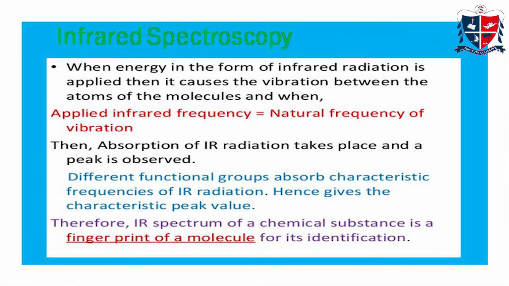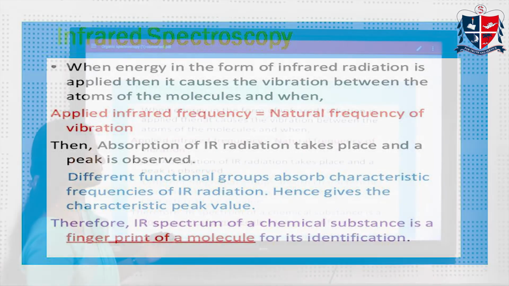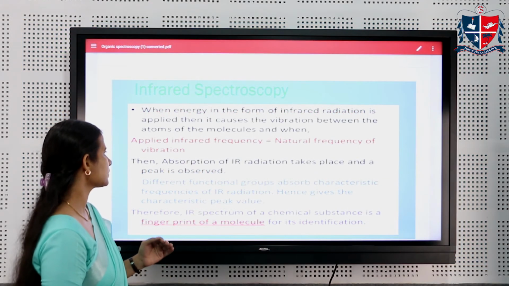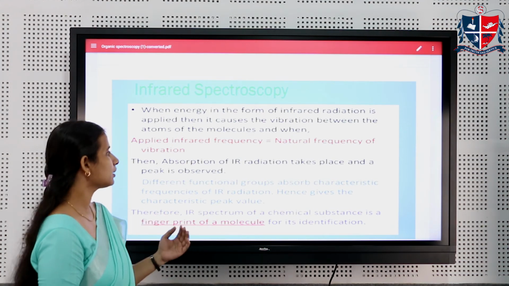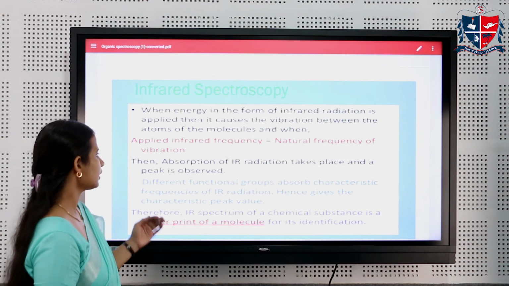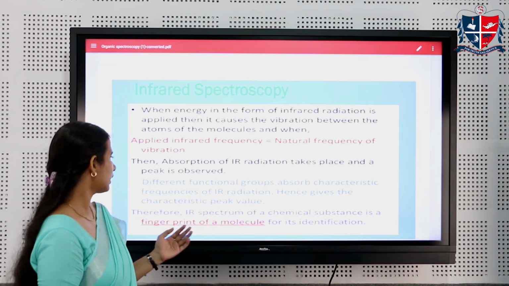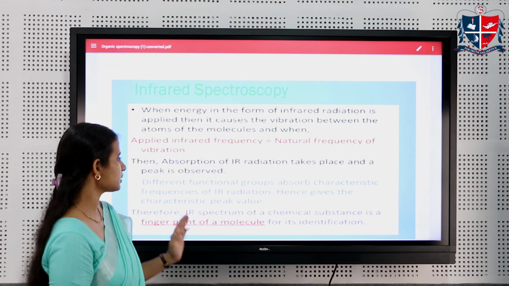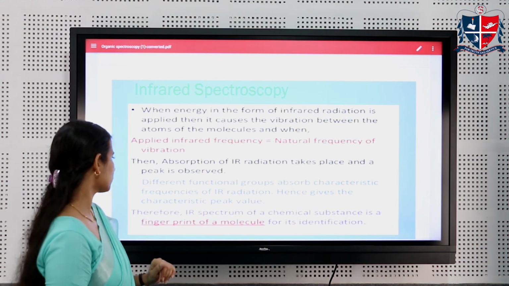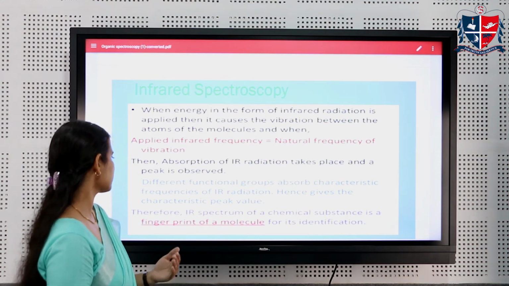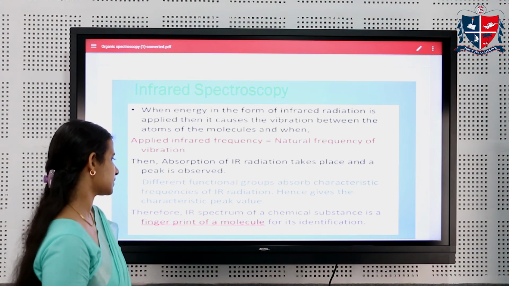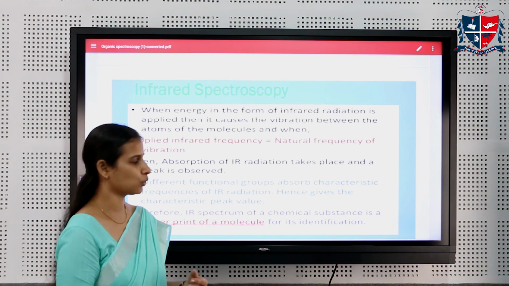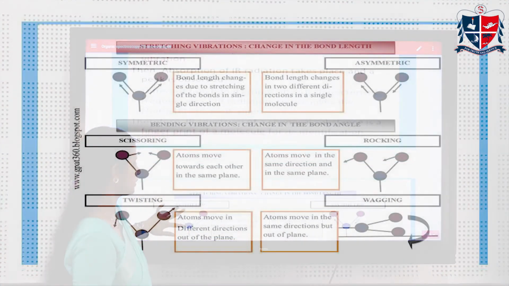Infrared spectroscopy. When energy in the form of infrared radiation is applied, it causes vibration between the atoms of the molecule. When the applied infrared frequency becomes equal to the natural frequency of vibration, then absorption of IR radiation takes place and a peak is observed. Different functional groups absorb characteristic frequencies of IR radiation, hence give characteristic peak values. Therefore, the IR spectrum of a chemical substance is a fingerprint of that molecule for its identification.